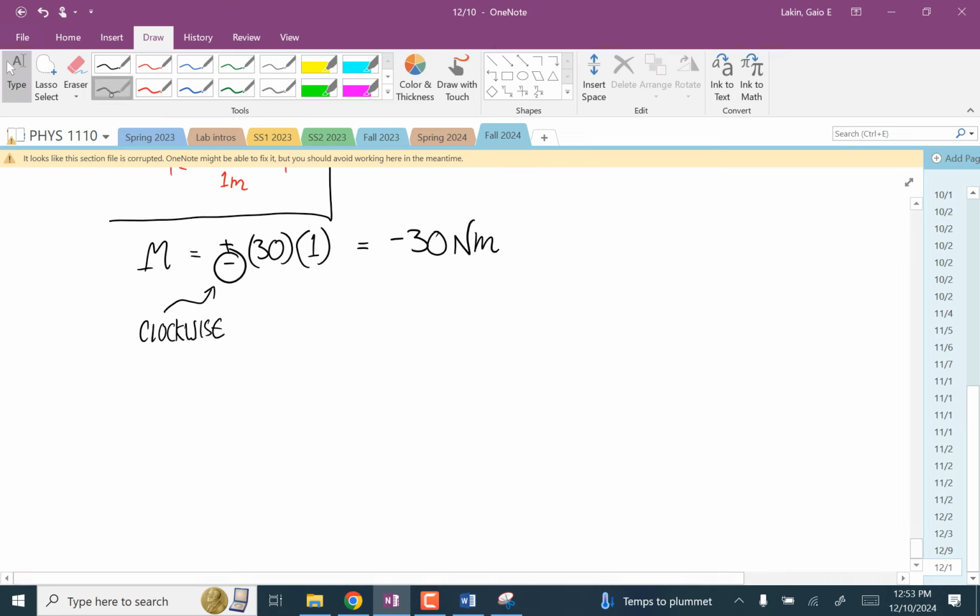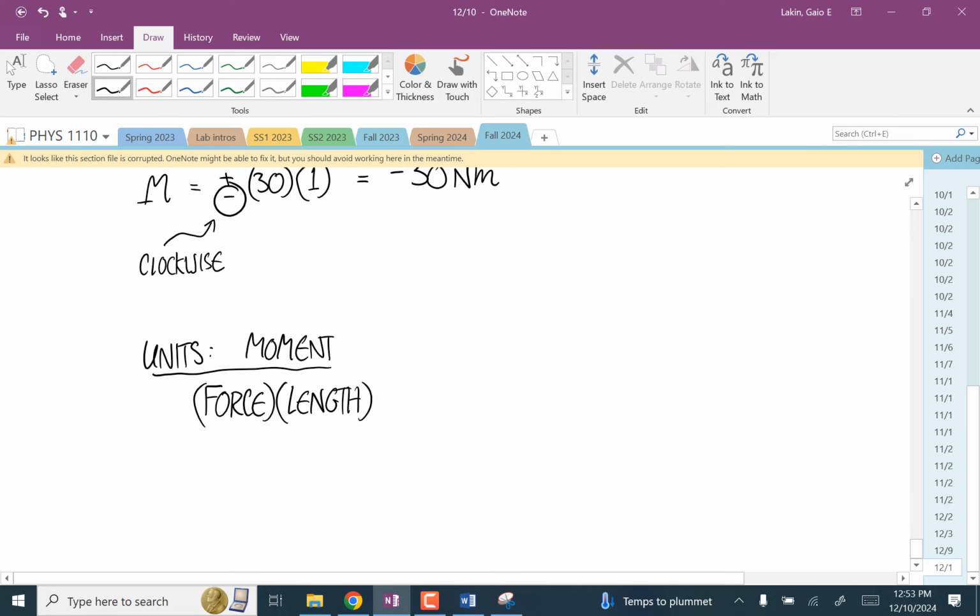Okay, I haven't given the units yet. So units for a moment are units of force times units of length. And so the SI units are newtons times meter.